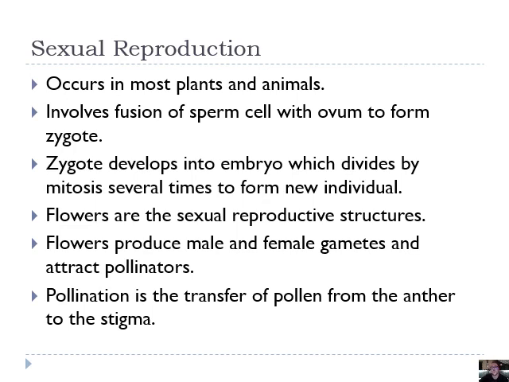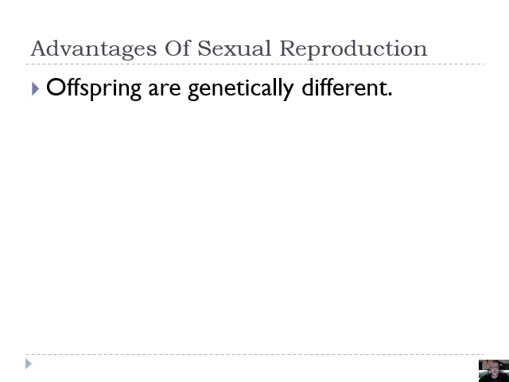So it can either be by wind, it can be by pollinator, and a whole bunch of other bits and pieces. So let's look at the advantages of sexual reproduction. Offspring are genetically different, and I cannot express how important this is, because if you are genetically different, it's really going to help in terms of variation within the species itself.